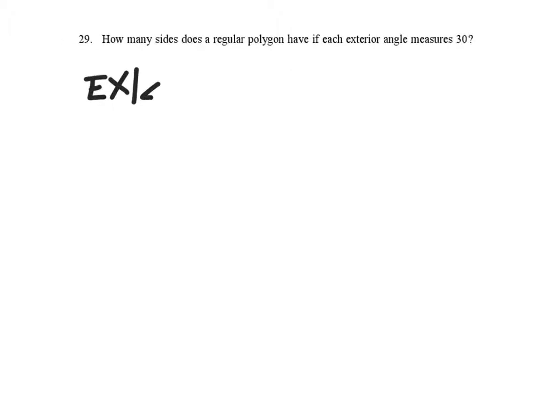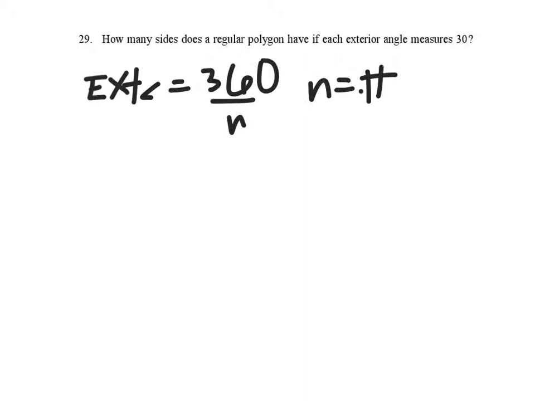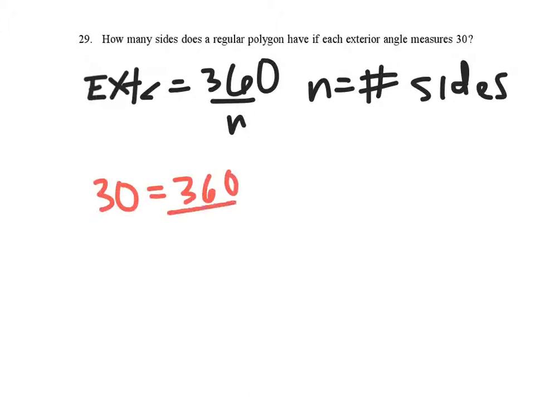All right, 29 says how many sides does a regular polygon have if each exterior angle measures 30 degrees? So remember, we have this equation that says your exterior angle equals 360 divided by n, where n equals my number of sides. In our case, we have the exterior angle measure and we're looking for n. So we have 30 equals 360 divided by n.